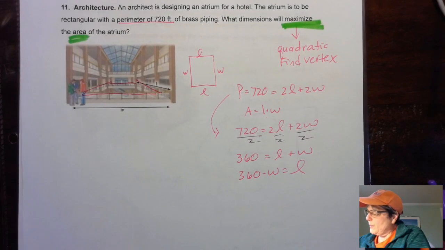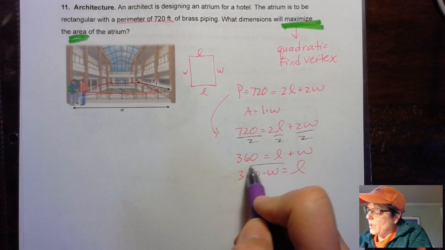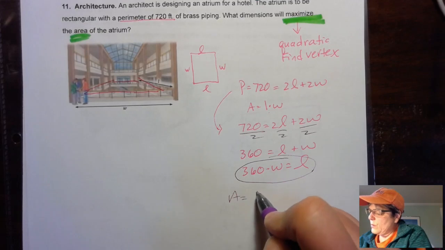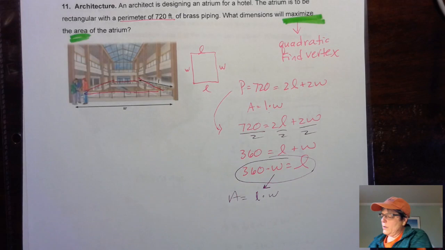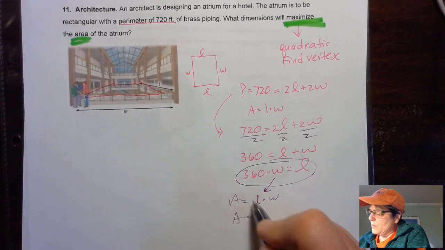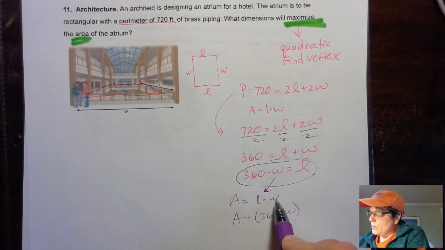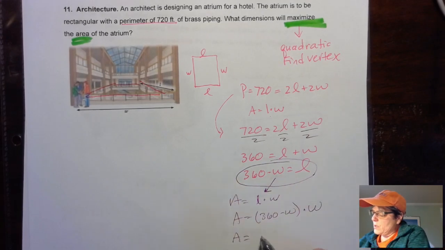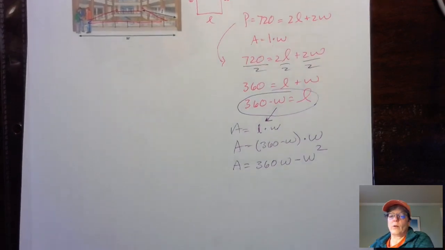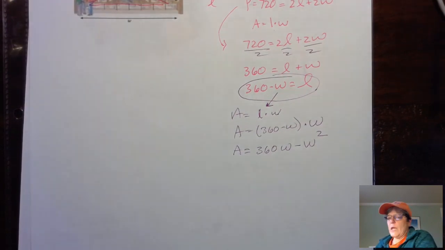So now I'm going to take this equation and substitute the L into that equation for that L right there. So now we've got the area is equal to L, which is 360 minus W, times this W. So the area is equal to 360W minus W squared. Now we've got our quadratic. And at the very beginning we said our goal in this problem is to find a quadratic that expresses the relationship going on here, and then find the vertex of that quadratic.